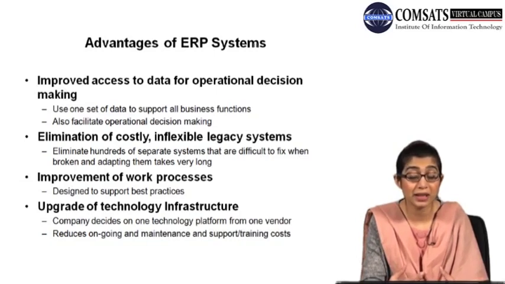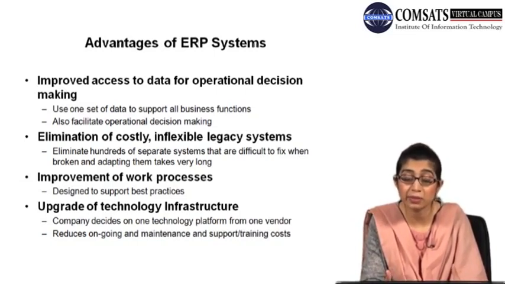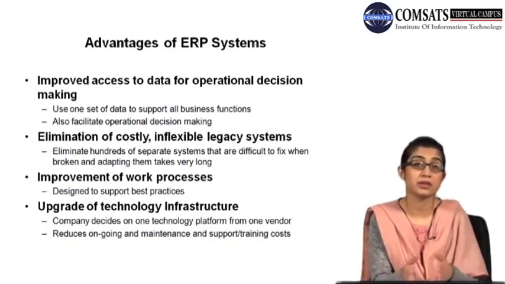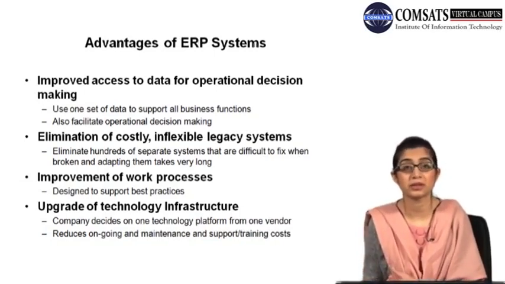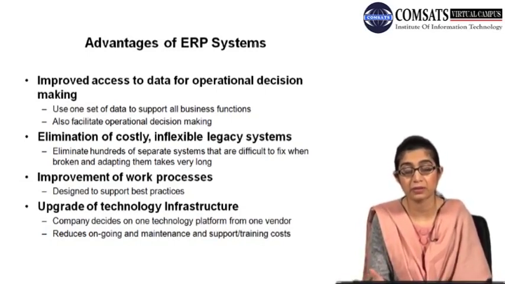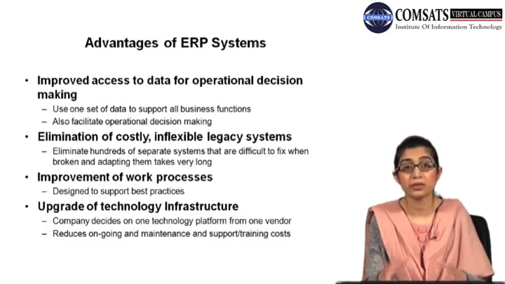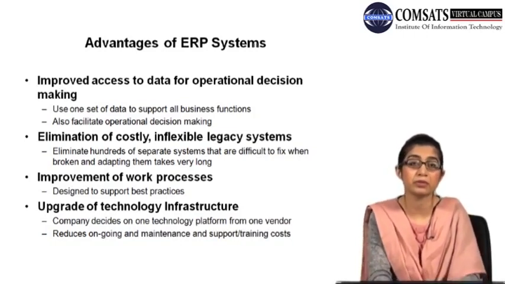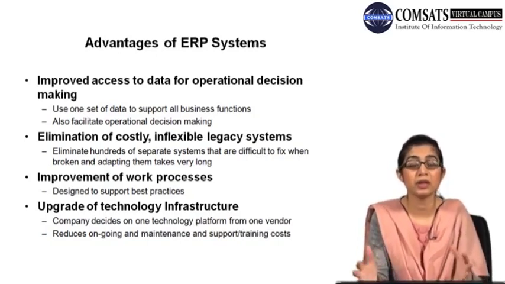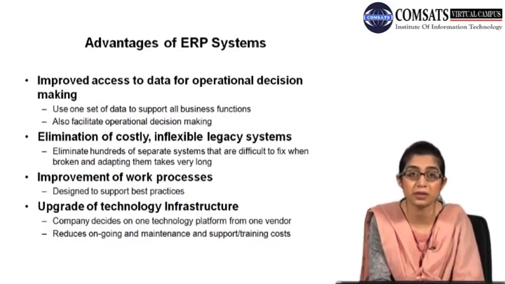Right, the next point is the upgrade of technology infrastructure. That means the company decides on one technology platform from one vendor. This means that instead of different hardware, different software, and different operating systems dispersed across different departments, you are using just one hardware platform, one software platform, and one operating system. So basically you have simplified your information technology needs.